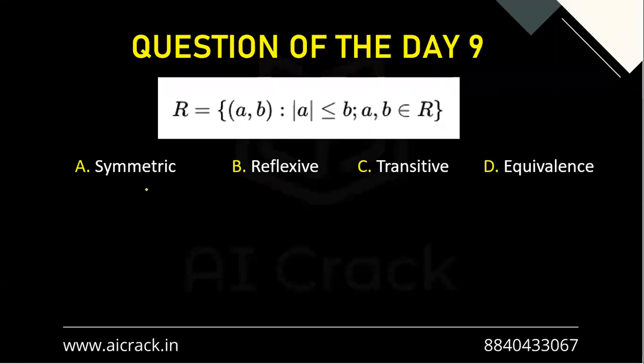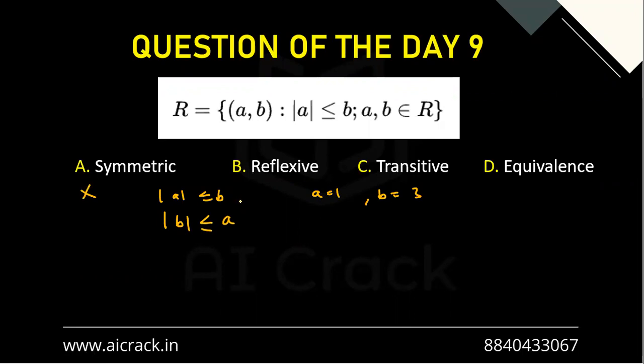Now let's look at symmetric first. We have been given |a| less than or equal to b. For symmetric, we'll have to write |b| is less than or equal to a, right? Now let's take one example. Let's say a equals 1 and b equals 3. Now we can clearly see that for this case |a| is less than or equal to b. But the reverse is not true, right? |b| is not less than or equal to a. So it cannot be symmetric.